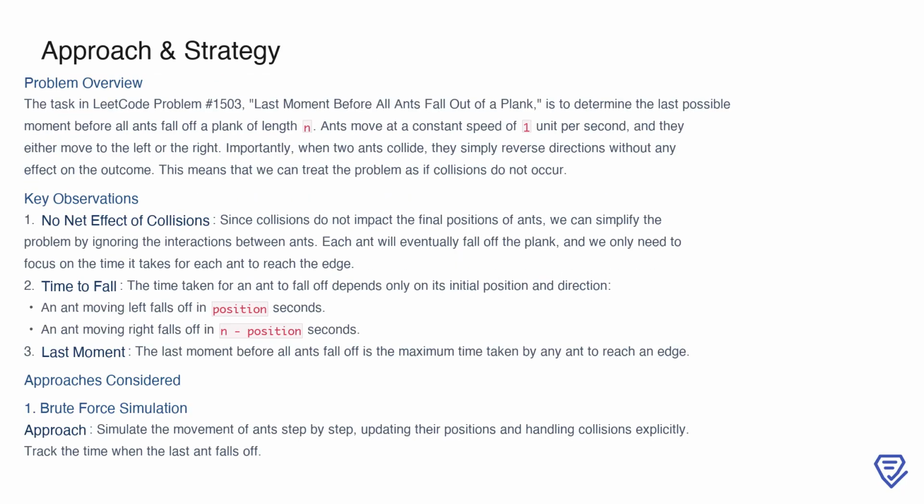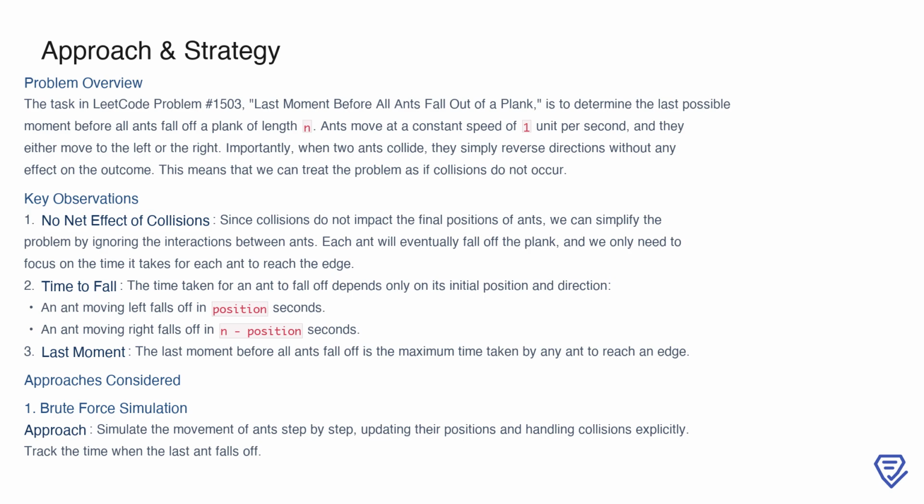In this problem, we are tasked with finding the last possible moment before all ants fall off a plank of length n. The ants move at a constant speed of 1 unit per second, either to the left or to the right. A critical observation here is that when two ants collide, they simply reverse directions, but this has no net effect on the outcome. This means we can simplify the problem by treating it as if collisions do not occur at all.